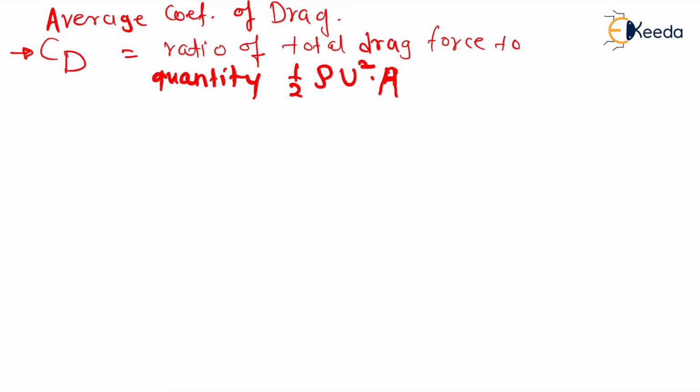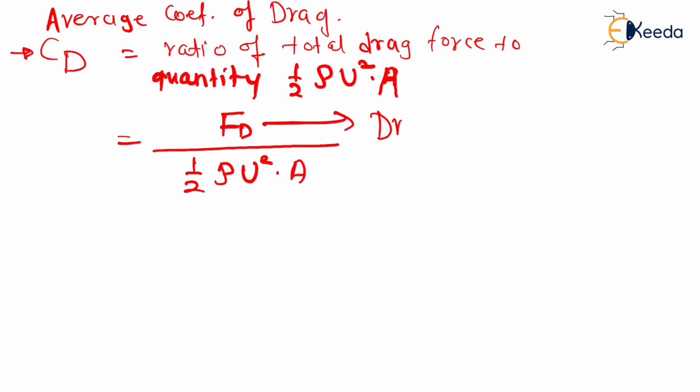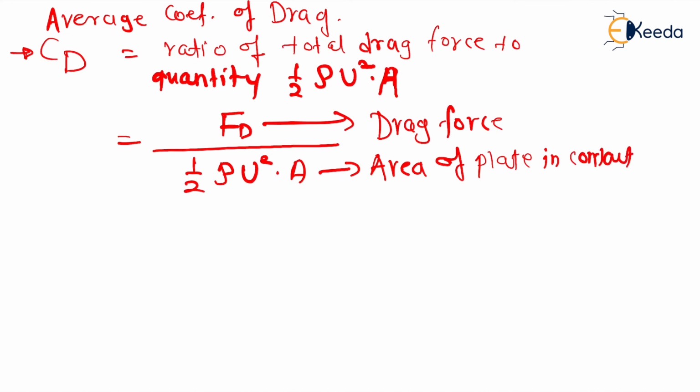So we have CD equal to FD, the drag force, upon 1/2 rho u square into A. This FD is nothing but the drag force, and this A is nothing but the area of the plate in contact with fluid. This is very important: in contact with fluid. The area on which these stresses occur is called the area in contact.